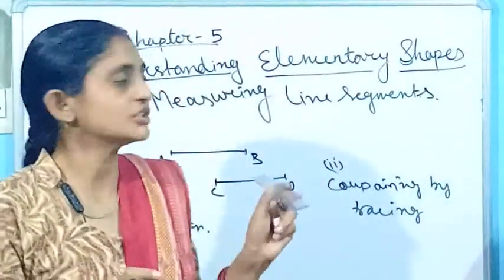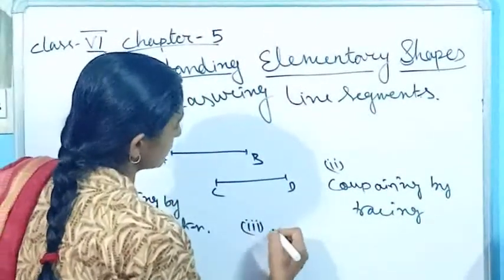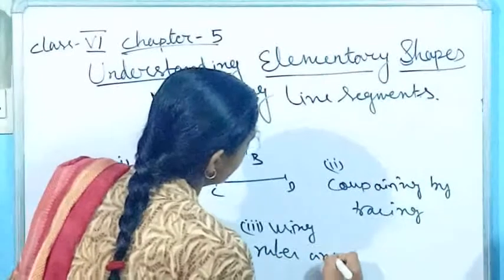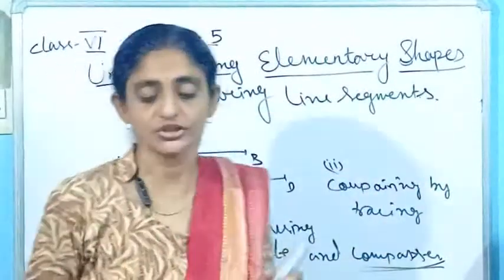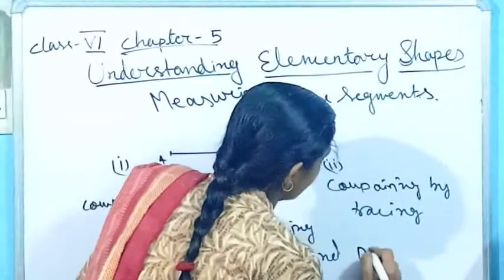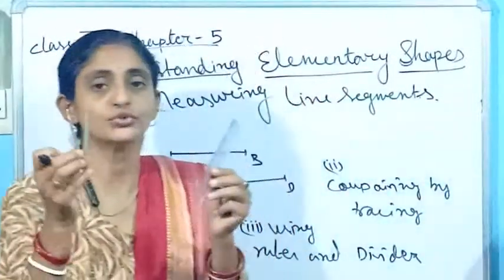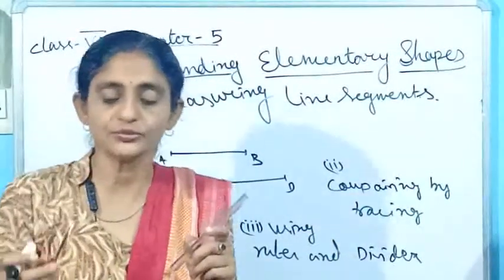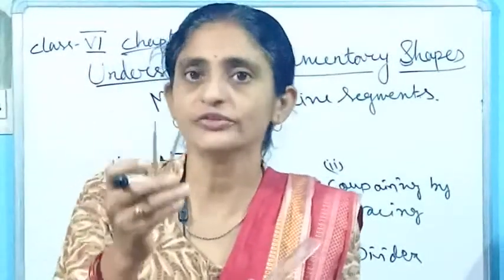So the best one is the third way, using a ruler and a divider. This is the actual name of this device: the divider. If I use these two, I think you can get the actual measure of the two segments. Okay, let's see the process of how we can compare by using the ruler and the divider.